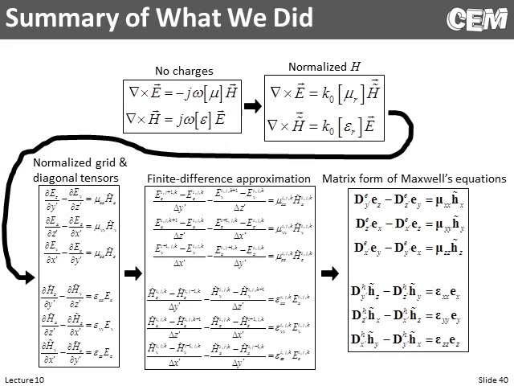And this is even a higher level summary of what we did from the start of the course. Well, the first thing we did was assume no charges. This was the second or third lecture, and for waves that's a good approximation. We normalized the magnetic field. We normalized the grid and assumed just diagonal tensors. We approximated derivatives with finite differences, and we put them in matrix form. So in one slide we've spanned many lectures now.